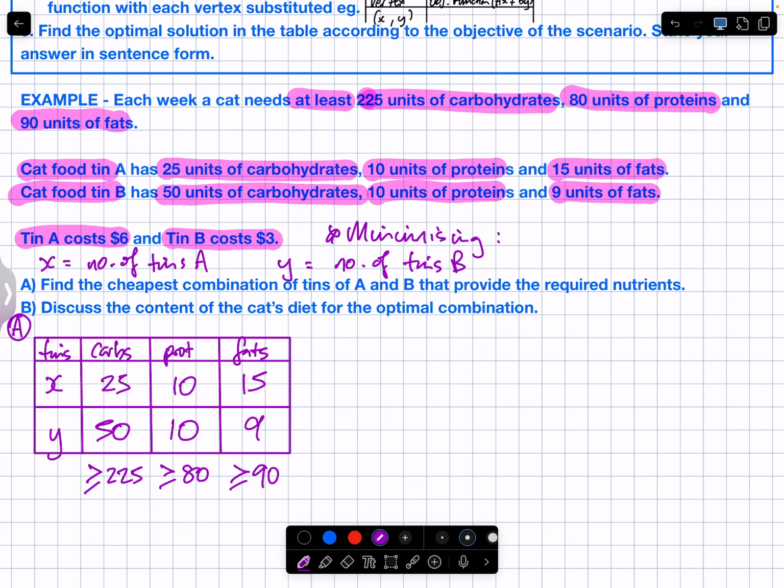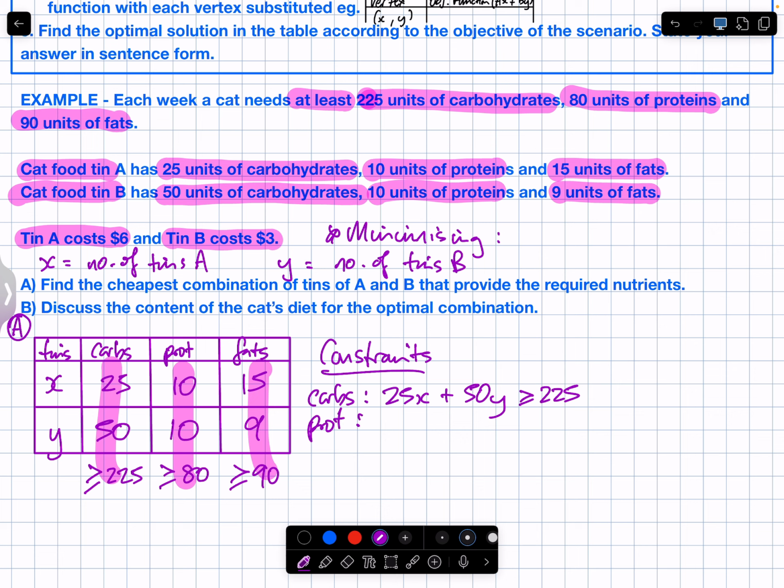What is the purpose of that? It's in a table. I look down. I look down. I look down. So my constraints are going to be carbs is 25x plus 50y is greater than or equal to 225.